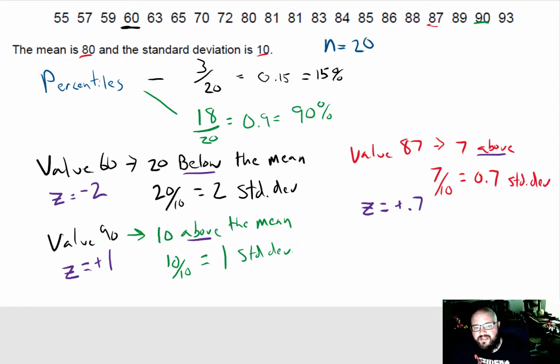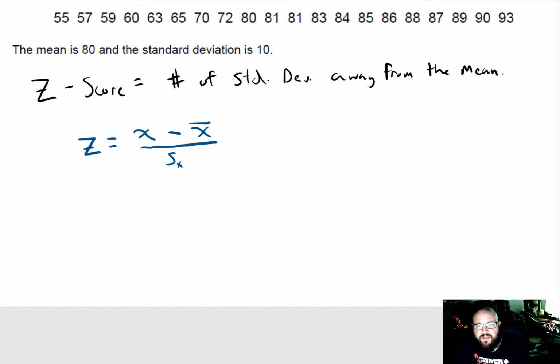So that's what you need to take away from the z-scores right now as far as what they're referring to. Again, the z-score is referring to the number of standard deviations away from the mean. And the equation that you need to be familiar with is z is equal to your x value, the number that you're dealing with, minus the mean, all of that divided by your standard deviation.